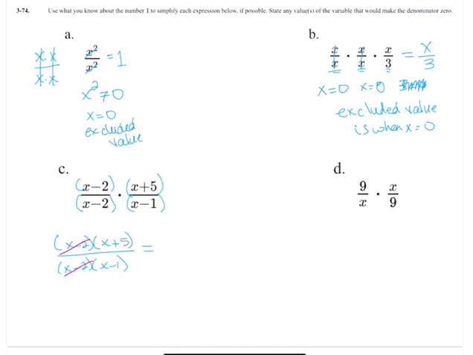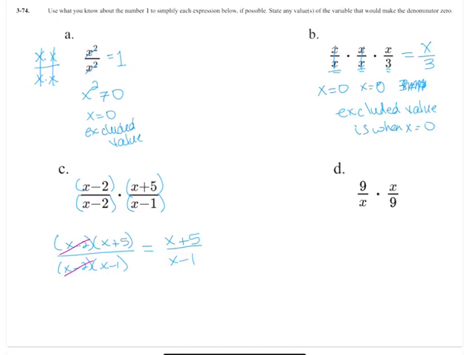So what am I left with on top? x plus 5. And what am I left with on the bottom? x minus 1. Right? So now I still have to look at my excluded values. I have to look at all my denominators, this denominator and this denominator. Even though I was able to cross that x minus 2 off, in my original problem, if I were to put in 2, that would become 0 and I'm dead in the water, right?